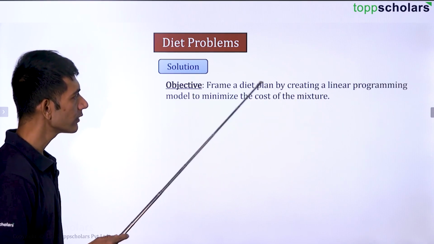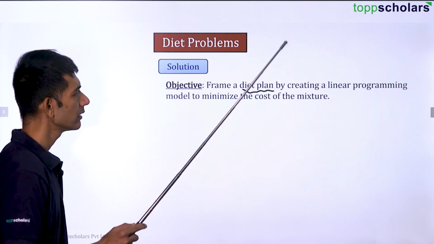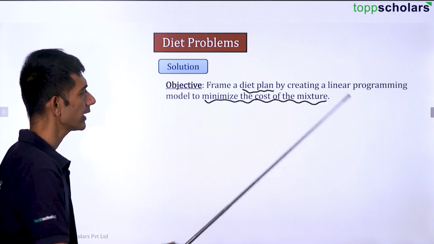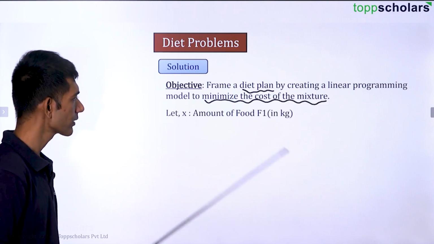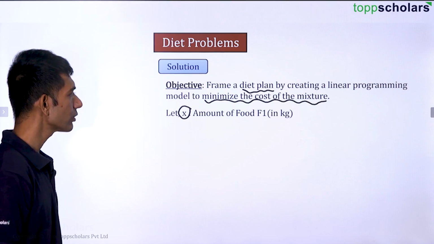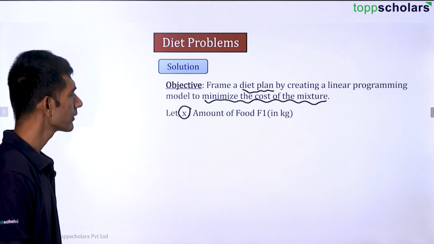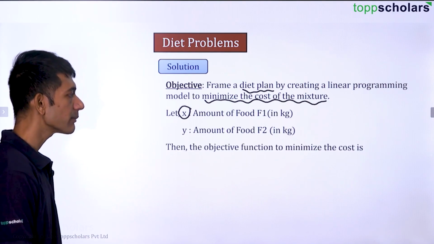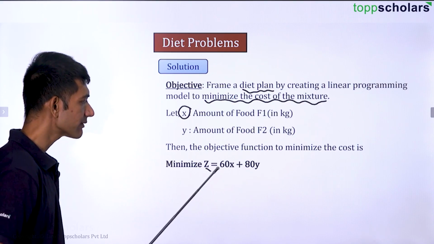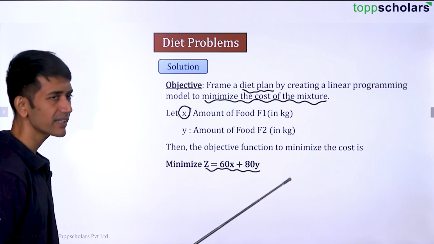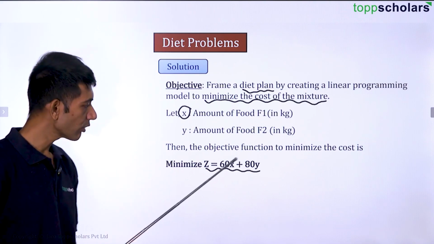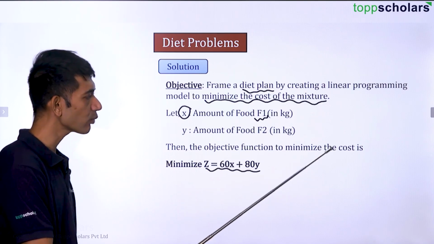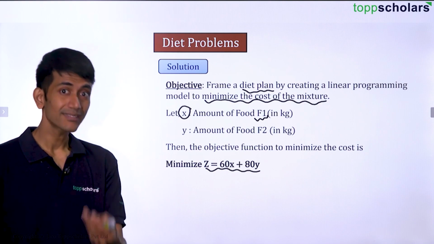So what is the objective? We are supposed to frame a diet plan by creating an LPP model to minimize the cost of the mixture, right? There are two types of food. So let X be the amount of food F1 and Y be the amount of food F2. So the objective function to minimize the cost will be: minimize Z = 60X + 80Y. Why 60X + 80Y? And why minimize? Because 60 rupees is needed for food 1 and 80 rupees is needed for 1 unit of food 2. So we are supposed to minimize that.